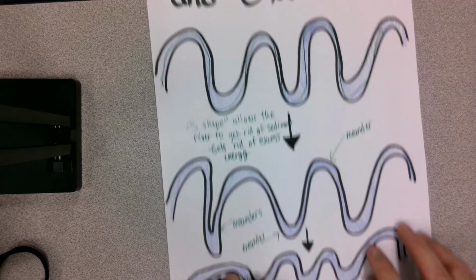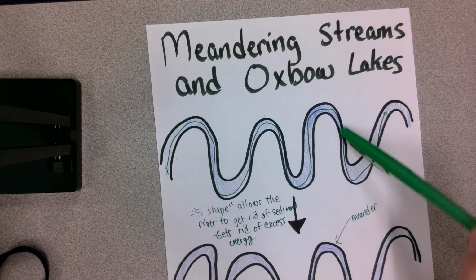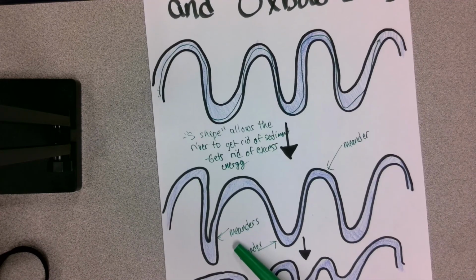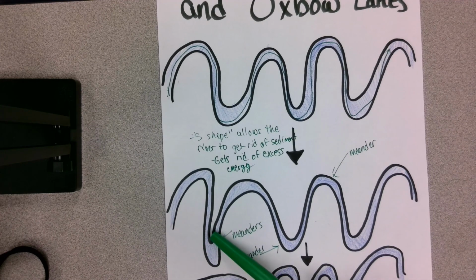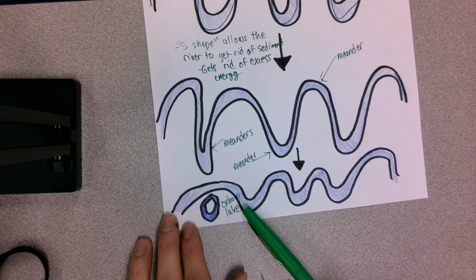Alright, so again, we've got these streams that meander just naturally like this. And what happens is eventually it erodes the sides of the banks, where it will then start to look like this, where this is almost touching. And eventually it will touch, and it'll turn this into this thing called an oxbow lake.